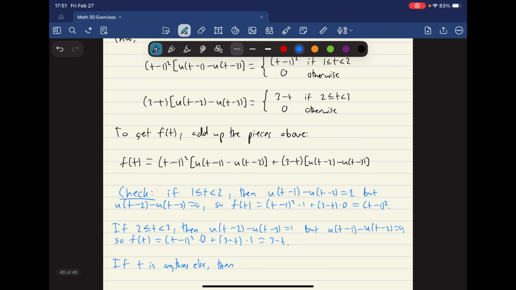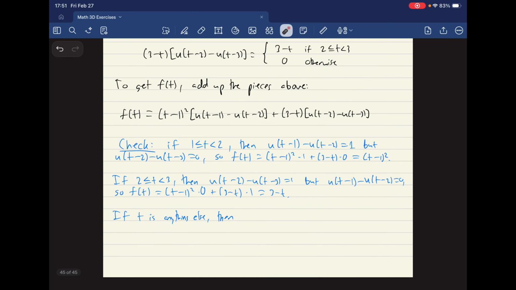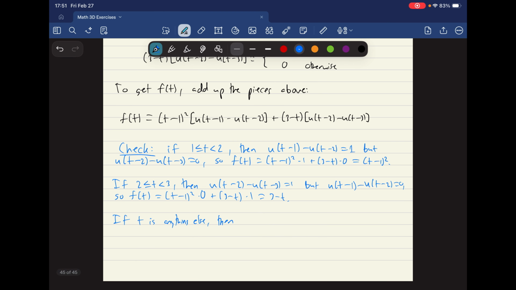Well, now, both of these pieces are 0, because this is 0 outside of the first interval, and this is 0 outside of this second interval. So if you pick a value of t that is not in either of these intervals, then both of these differences of Heaviside functions must be 0.